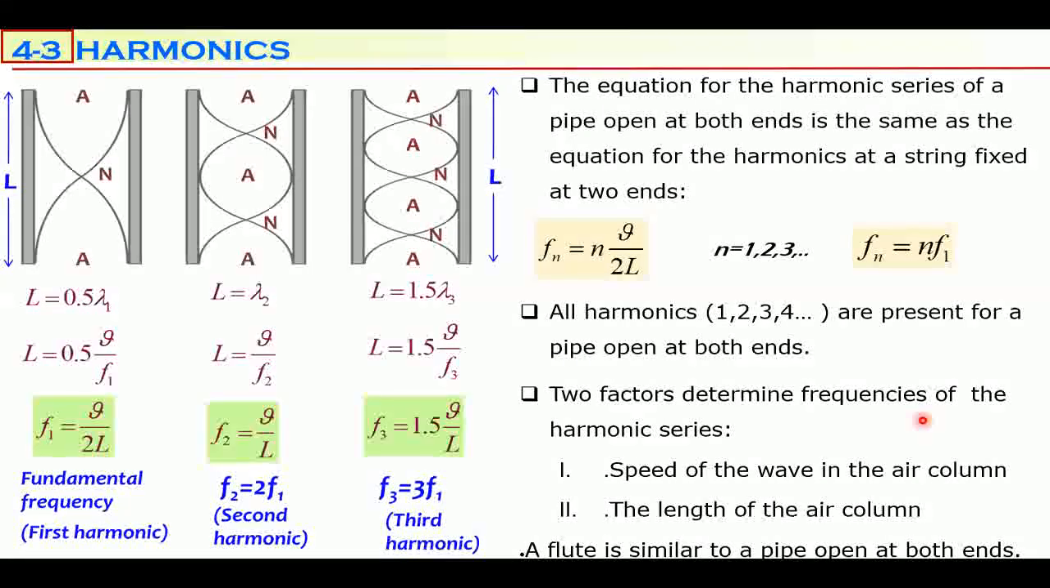A flute is a similar example to a pipe open at both ends. So you blow the flute, but just at the blowing point, there's an open end above, and below, the bottom, the other end is also open. So that's why a flute is a device which is open at both ends.